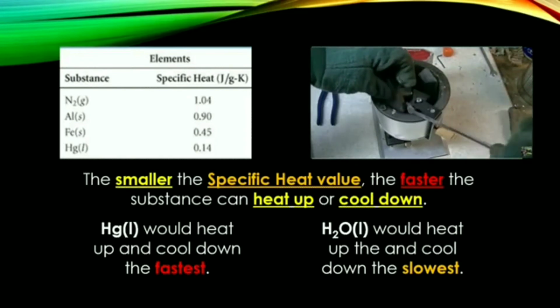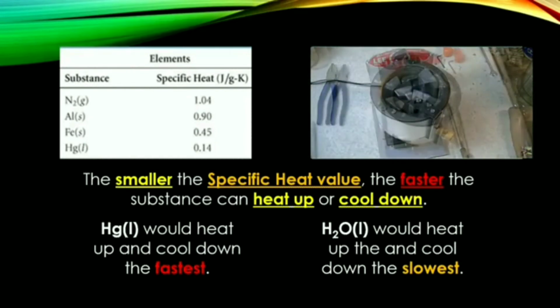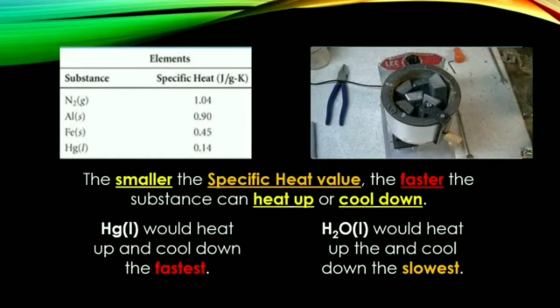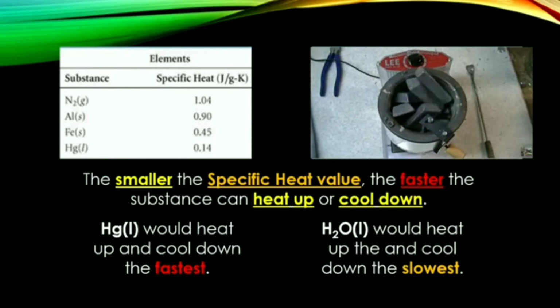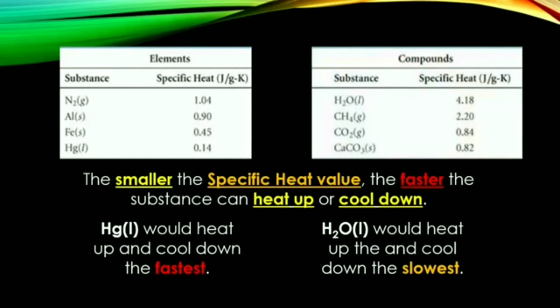Specific heat capacity measures how quickly a substance heats up or cools down. A substance with a small specific heat capacity, like the liquid metal mercury, heats up and cools down very quickly, while a substance with a much larger specific heat capacity that you can see here, like that of water, will heat up and cool down very slowly.